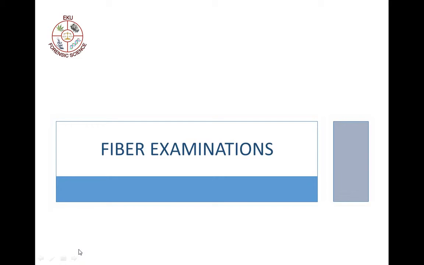We will discuss the differences between woven and knitted fabrics, and then the optical and physical properties that are used by a forensic scientist during a fiber examination. Finally, we will discuss the correct manner for the collection and packaging of fiber evidence.